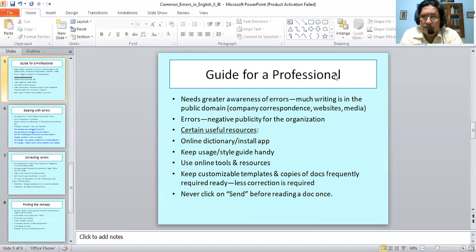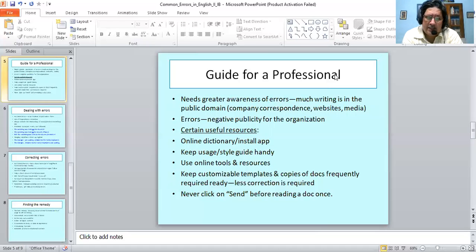What about the professional? The professional also needs to be error-free. In fact, a much greater awareness about the errors is required because, after all, the professional is writing in the public domain. All the company correspondence, the online communication, emails, the website content that is uploaded, the social media content, all that is in the public domain and can be accessed by anybody and everybody. So if there are errors, then this would imply some kind of negative publicity for the organization.